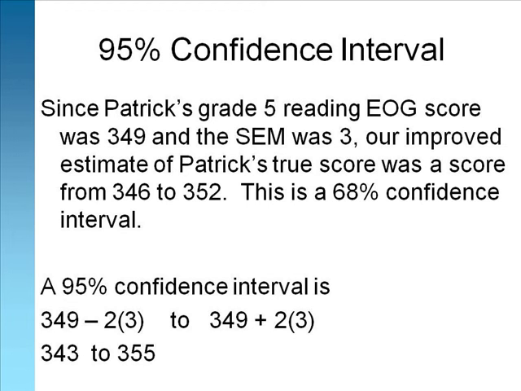Since Patrick's grade 5 reading EOG score was 349 and the SEM was 3, our improved estimate of Patrick's true score was a score from 346 to 352. This is a 68% confidence interval. A 95% confidence interval is 349 minus 2 times 3 to 349 plus 2 times 3, 343 to 355. We can say that if Patrick was tested 100 times, on 95 of the tests, Patrick would score from 343 to 355.